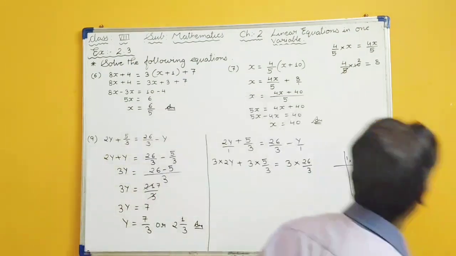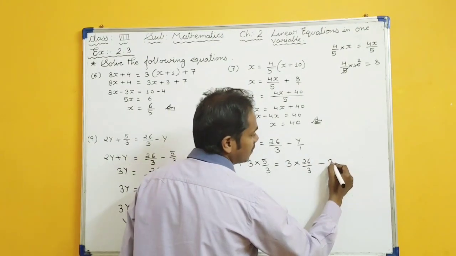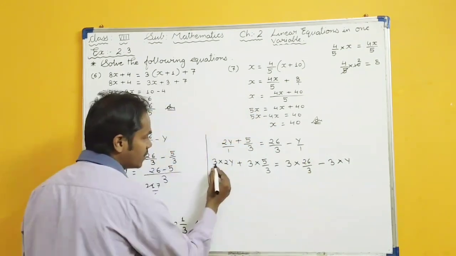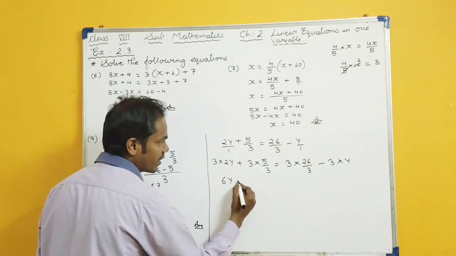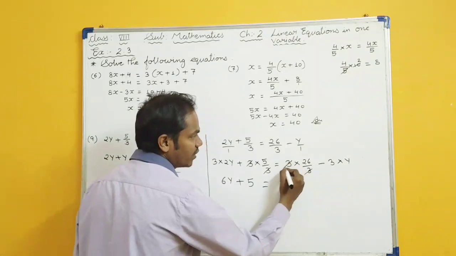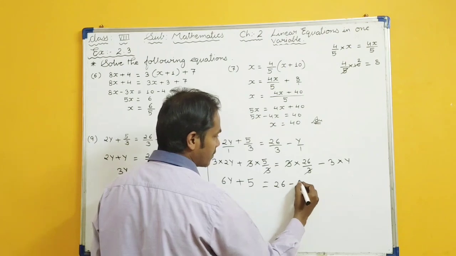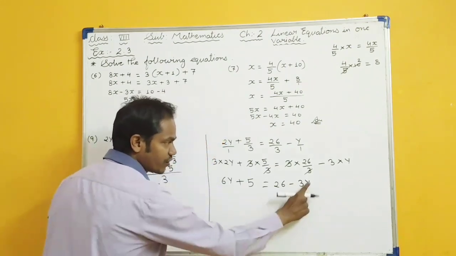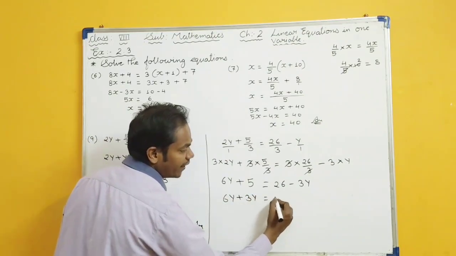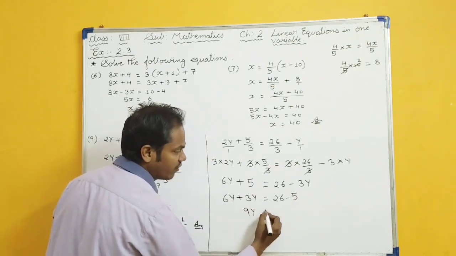This is another method. And last, minus 3 multiplied by y. I have taken this minus here. So 3 2's are 6y, 3 3 cancel, 5. Again 3 3 cancel, 26, and this minus 3y. When you shift minus 3y, it will become plus 3y. And 26 minus 5. 6 plus 3, 9y.